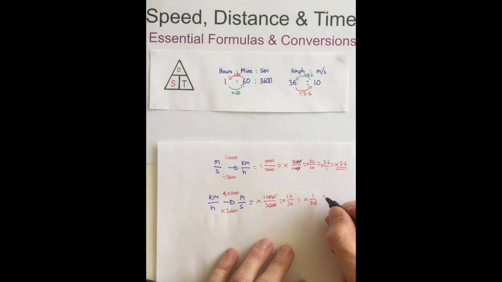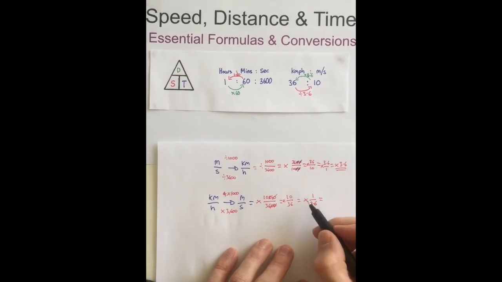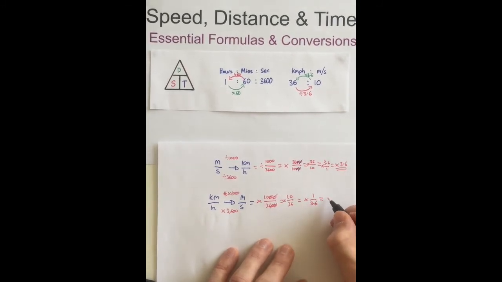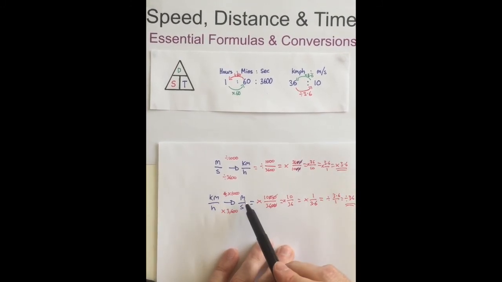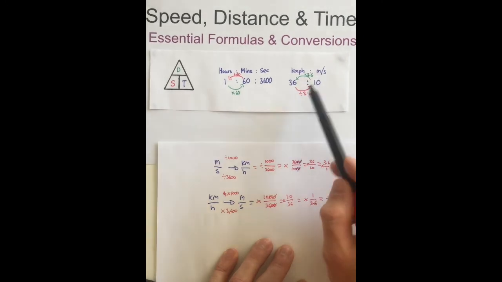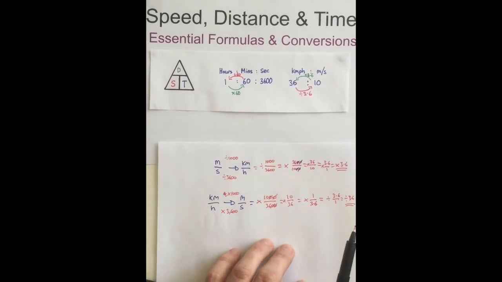And again, if we just flip that round, invert the operation, divide, invert the fraction, we've got divide by 3.6 over 1, which is the same as divide by 3.6. So when you go from kilometers per hour to meters per second, it's divide by 3.6.